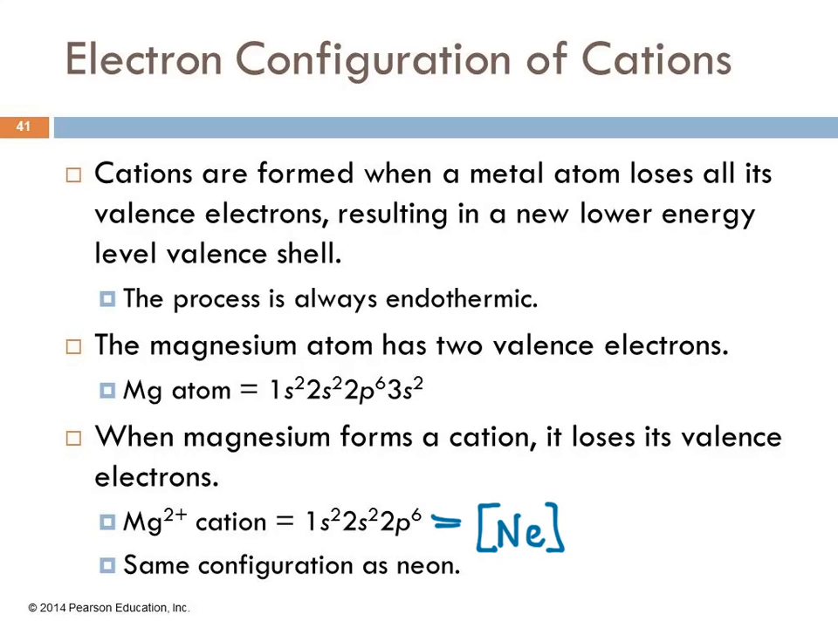When you have two species that have the same electron configuration, we say they are isoelectronic. They have the same number of electrons in the same arrangements.